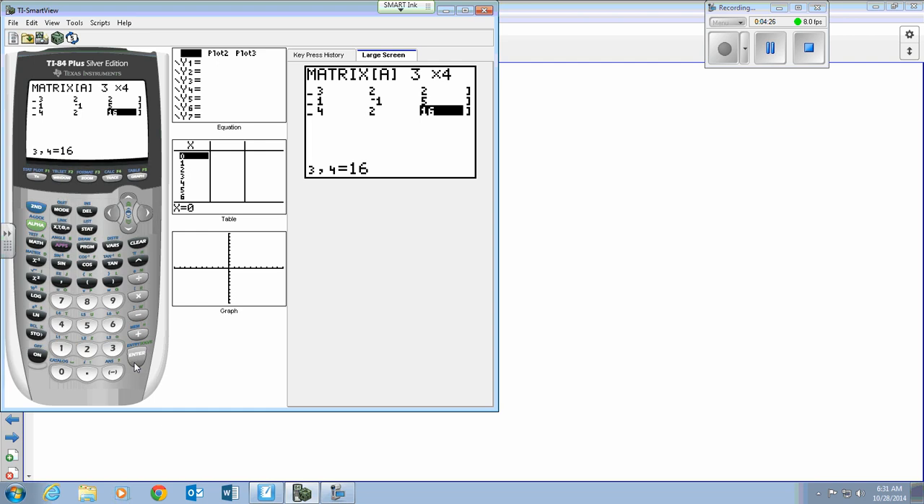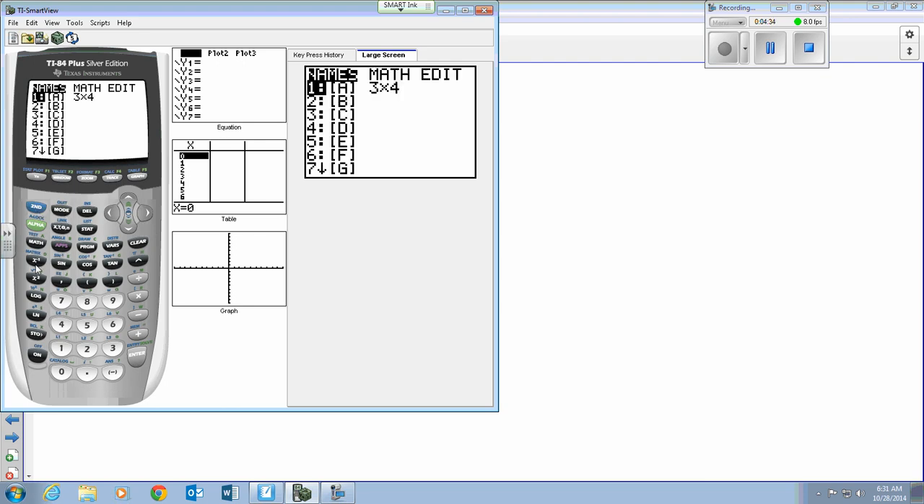so we have to quit. So we go second mode to quit. And we're going to ask our calculator to go back to matrix mode. So we're going to go to second matrix again. Now we'd like to do some math on the matrix C that we have. And notice on number 1 it has 3 by 4.